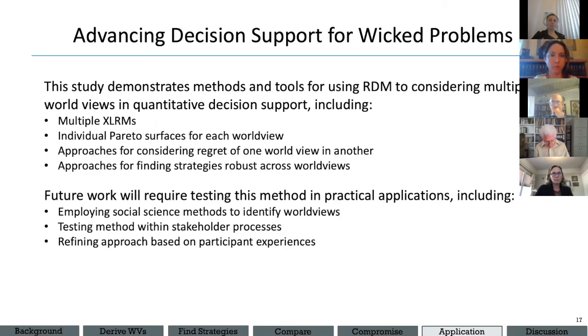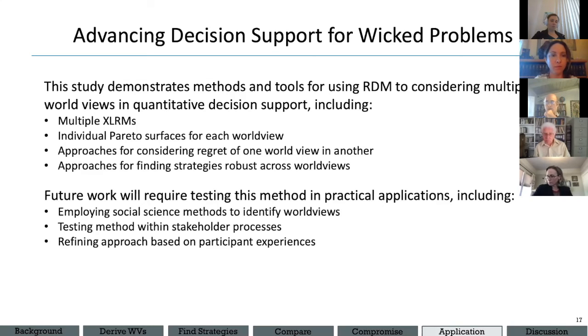So the claim here is that we've helped to advance decision support for wicked problems. The key idea here is that we do the analysis in parallel for different worldviews, have ways to instantiate different worldviews in the analysis setup, and then have ways to compare across those worldviews. We have a number of methods for doing that.